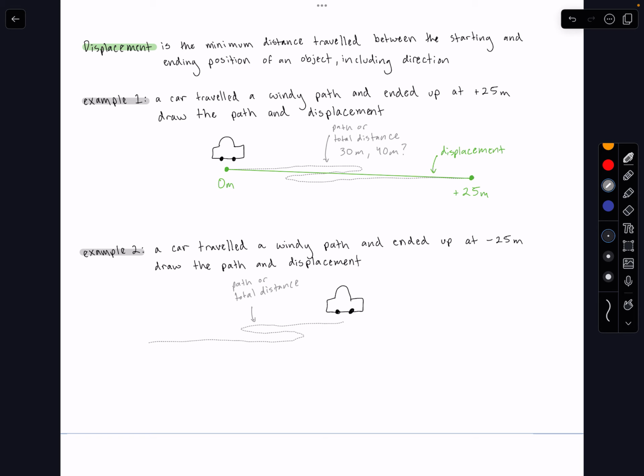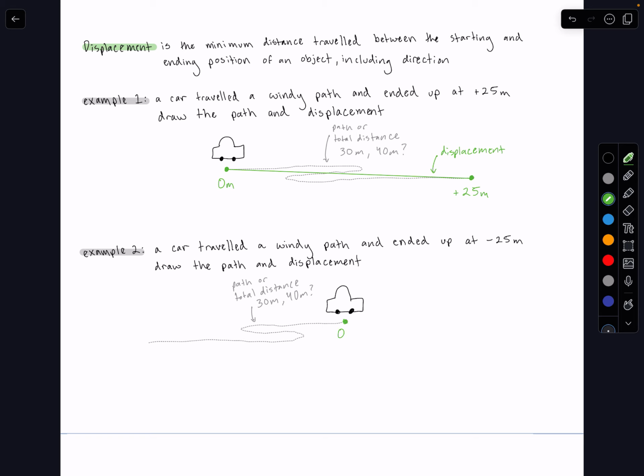And again, this could be 30 meters. It could end up being a total of like 30 meters. It could be 40 meters. We don't know. It's a long, windy path that the car went on. But the displacement is negative 25 meters.